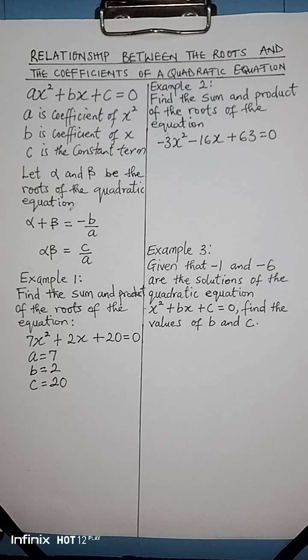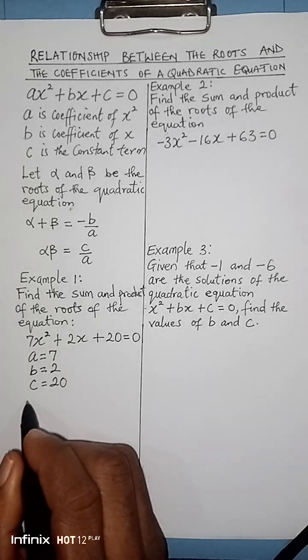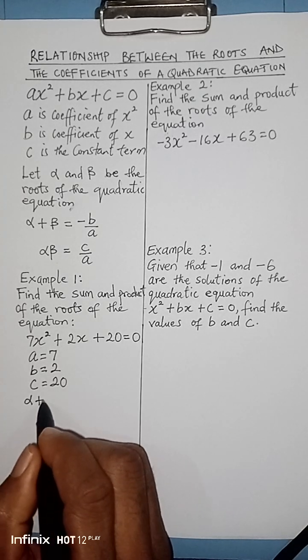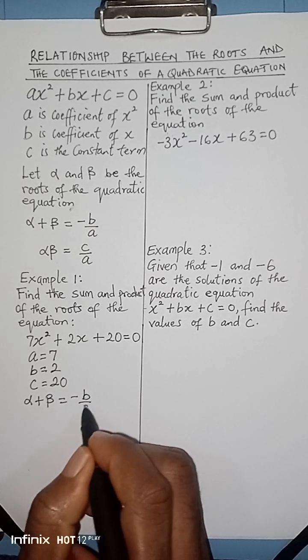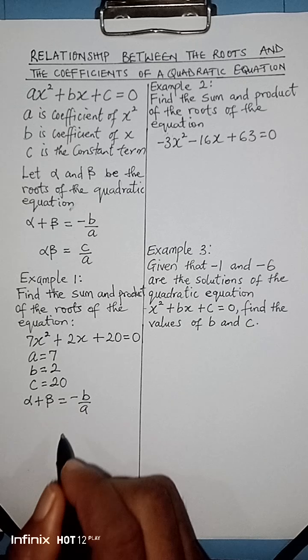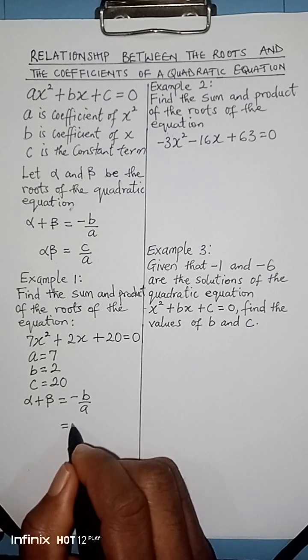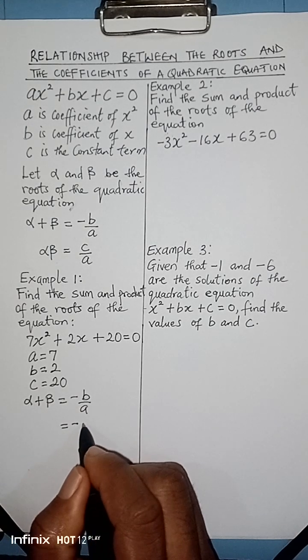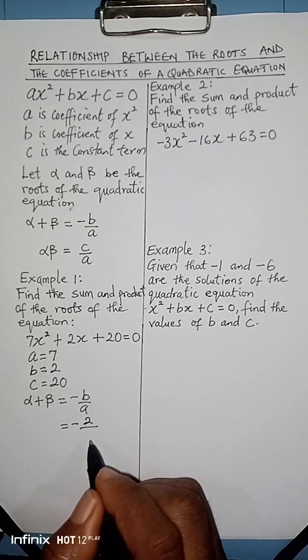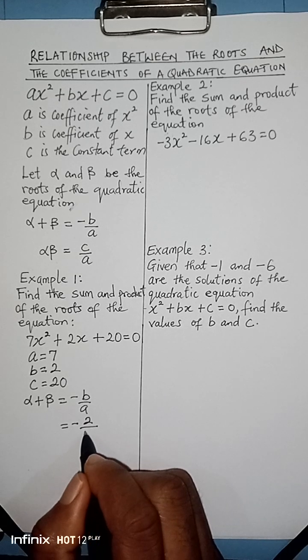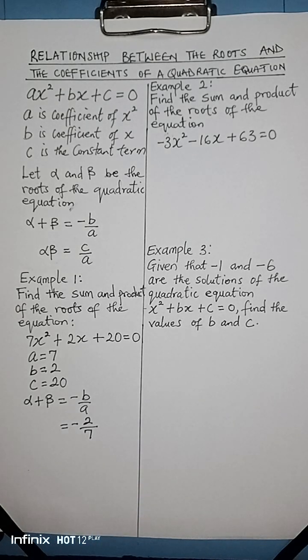What is the next step? It is to look for the sum and the product. So let's start with the sum, using the equation alpha plus beta equal to minus b over a. So here, minus, what is b? b is 2, over, what is a? a is 7. So it becomes minus 2 over 7. That is the solution to the sum.